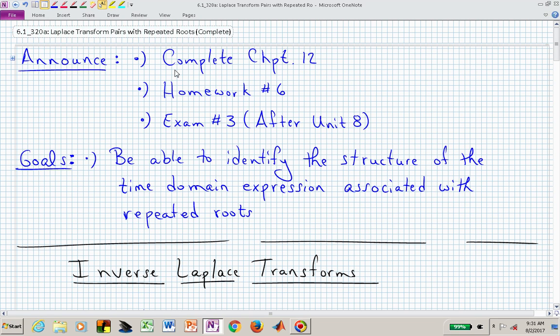We're now in Unit 6, and in Unit 6 what we are doing is continuing with our Laplace transform material, and in particular inverse Laplace transforms. And now we want to push it one step further and deal with repeated roots, whether those roots are real or complex. Now we want to know what actually happens when we have roots that are sitting on top of each other. And that's what we want to work with today, is try to identify the pattern or the structure in the time domain expression associated with repeated roots.